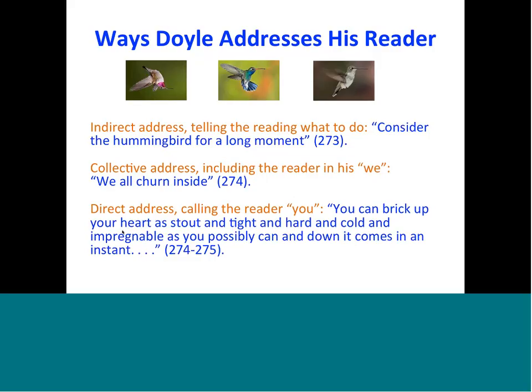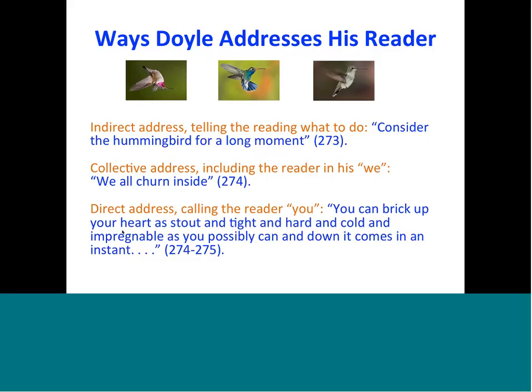So one of the things I do with students is try to get them to identify when it feels like that, and to see that when it feels like it's about human beings and not just about hummingbirds, he makes choices that make it feel like that. It doesn't just start to feel like that on its own, right? If I just sat here and talked about hummingbirds for half an hour, you might not think it has anything to do with you. So what kind of moves does he make to make it feel like it has something to do with us as we're reading? So I read you that opening sentence, "Consider the hummingbird for a long moment."